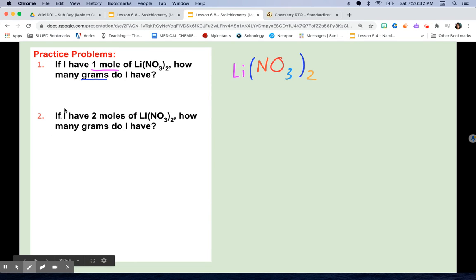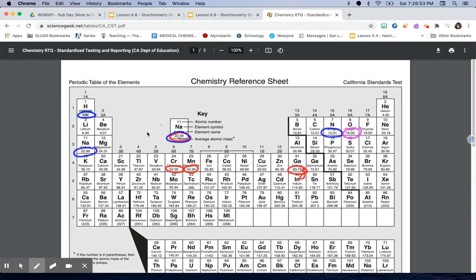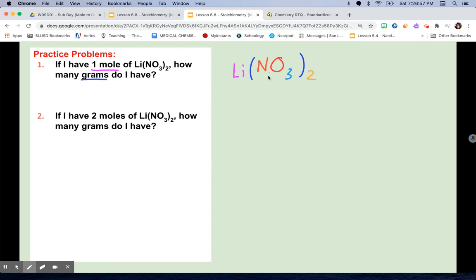Okay, on to the hardest type of problems. So if you have 1 mole of this complicated molecule, LiNO3 2, can you figure out how many grams you would have? You might recognize the pattern that for every element that we have, we need to figure out their average atomic mass on the periodic table and add up however many we have.